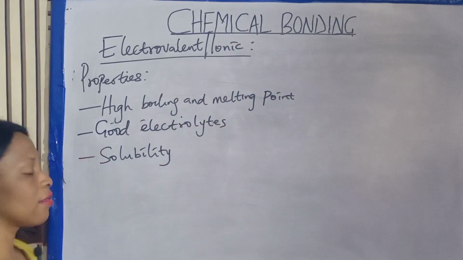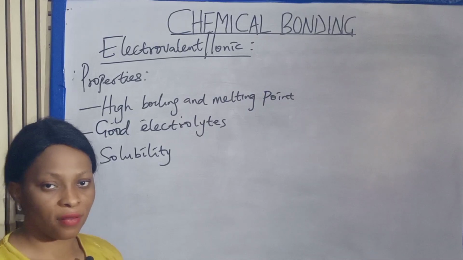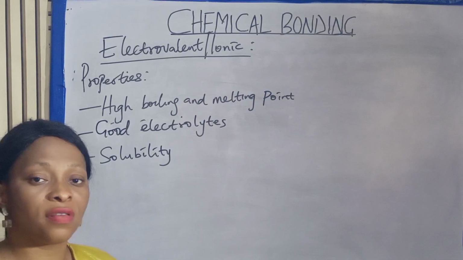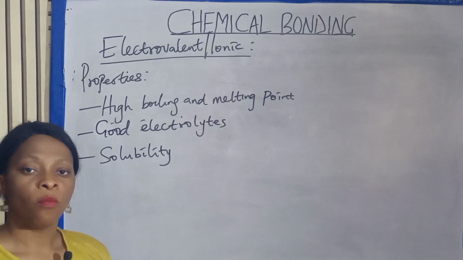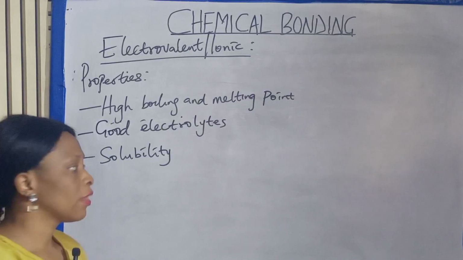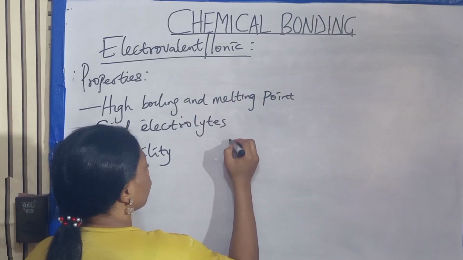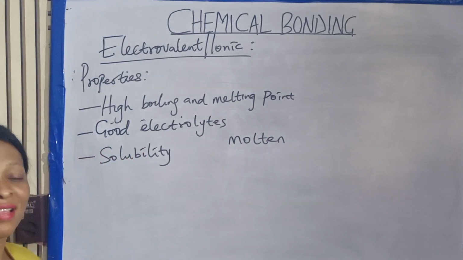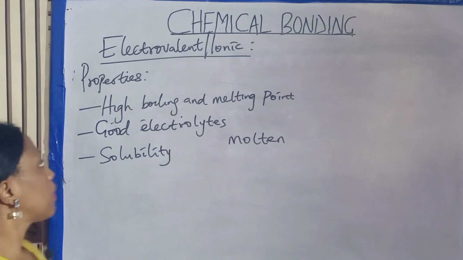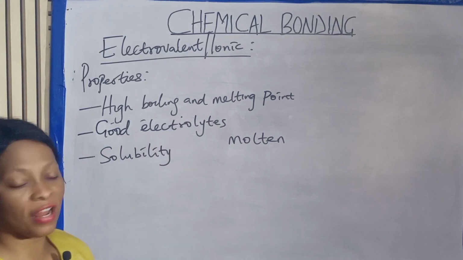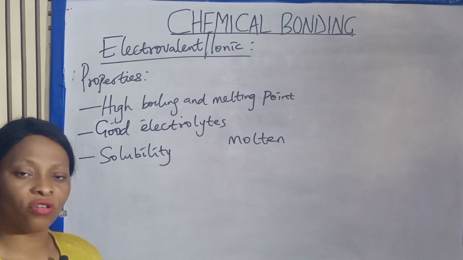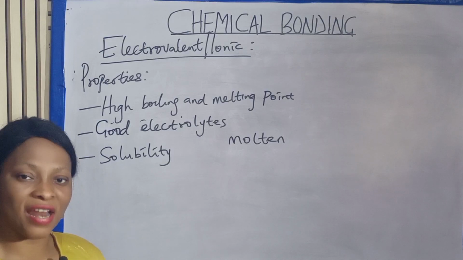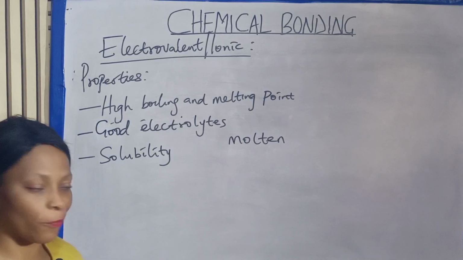The second one is that they are good electrolytes. What is an electrolyte? Any substance that conducts electricity in liquid or molten form is what we refer to as an electrolyte. So, ionic compounds are good electrolytes. They can conduct electricity in solution or in molten form.